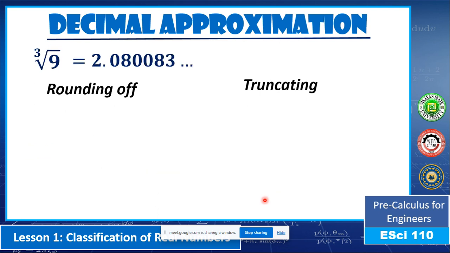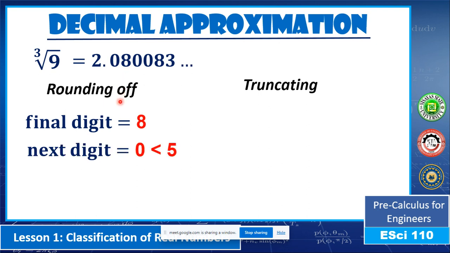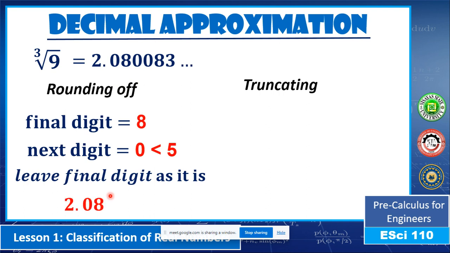How about the next? Cube root of 9. So if you're going to encode it or input it on your calculator, you will arrive at this irrational number 2.080083. So in rounding it up to 2 decimal places, our final digit will be 8. Tapos our next digit is 0. Ay, buti na lang. So since 0 is less than 5, we just remain as it is. So this is equal to 2.08.